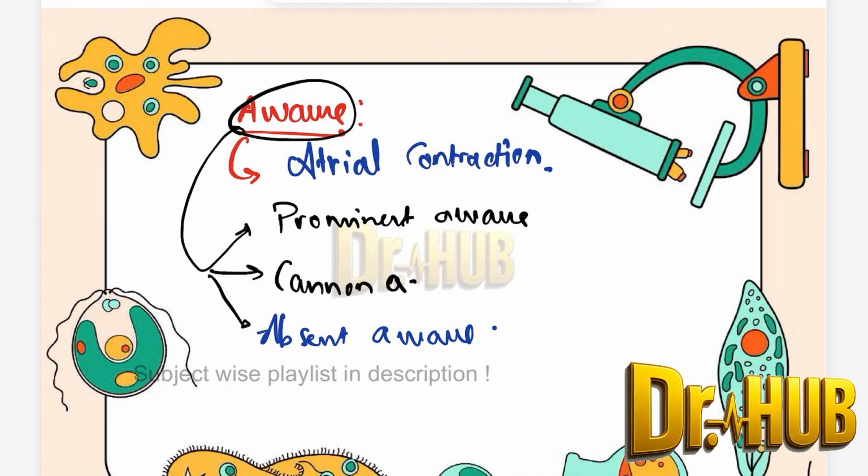So what happens in the prominent A wave? In the prominent A wave, there is pulmonary hypertension, or it can be due to tricuspid stenosis. So prominent A wave is seen in pulmonary hypertension. Next, there is the right atrial thrombus or mass. Then comes the tricuspid stenosis. Next, the absent A wave is the condition of atrial fibrillation. Then what about cannon A waves?